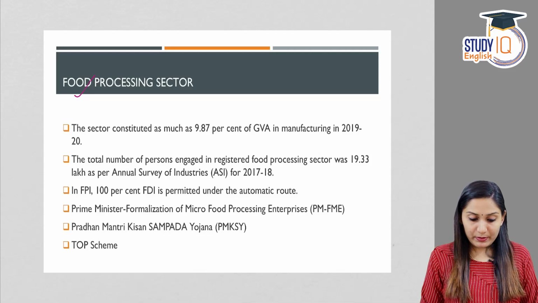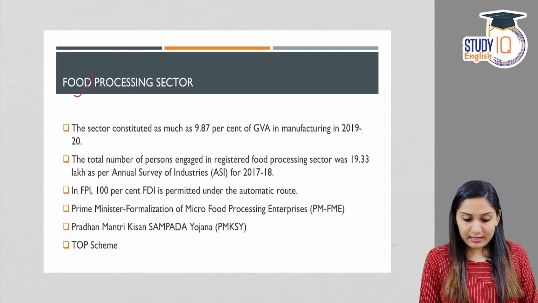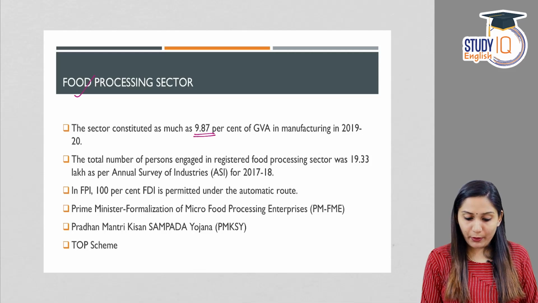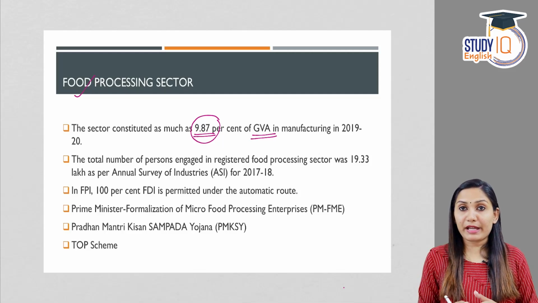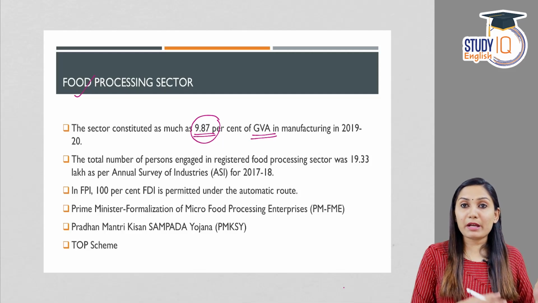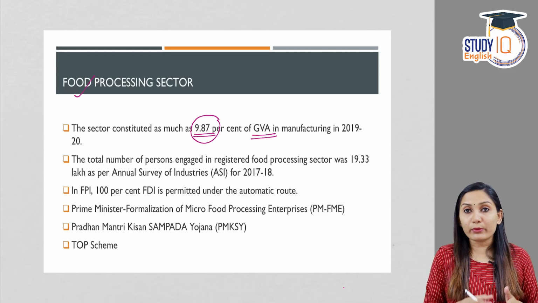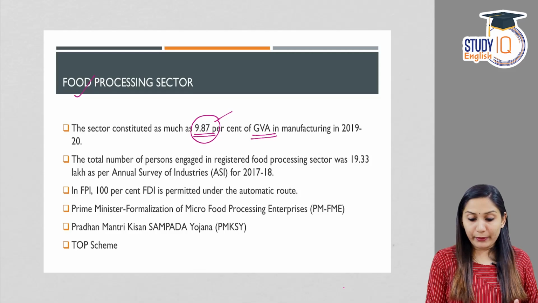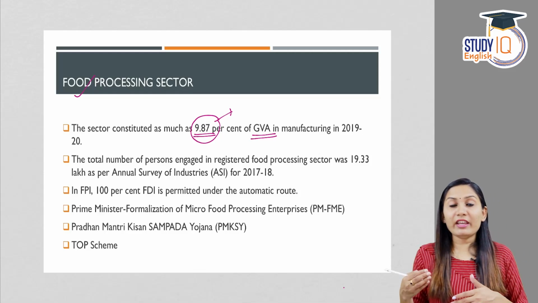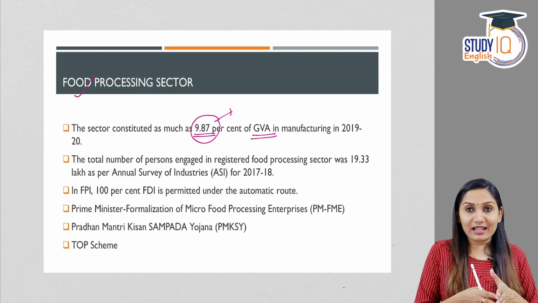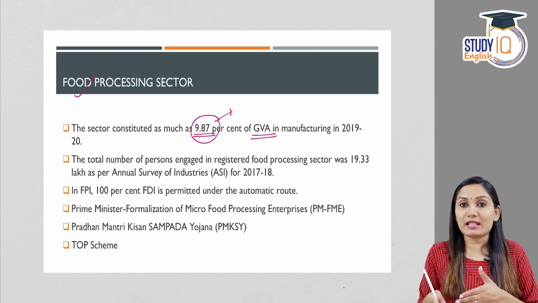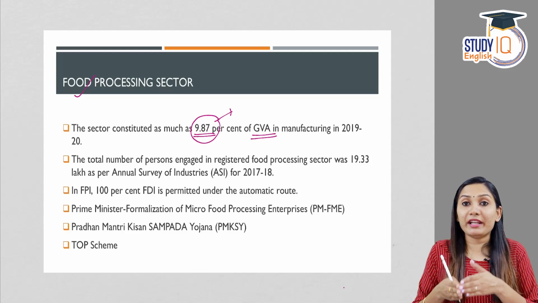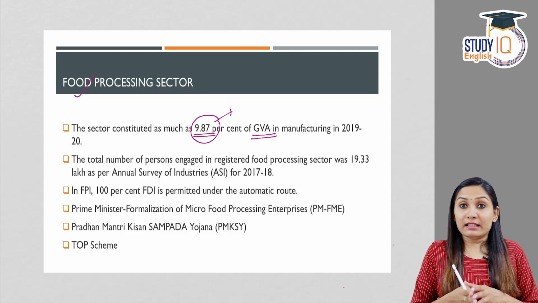So coming to food processing sector, food processing has constituted as much as 6.87% of GVA in manufacturing. We know that food processing sector is a part of manufacturing sector, and within the manufacturing sector, the contribution of food processing sector was 9.87%. Now, why are we discussing food processing under agriculture? Why not in manufacturing? Because the inputs for the food processing sector are provided by the agricultural sector. That is the reason.